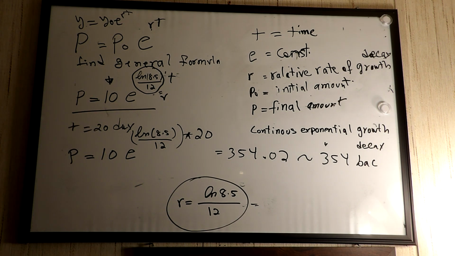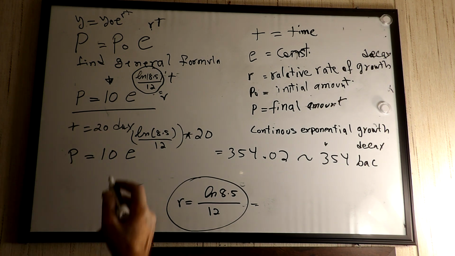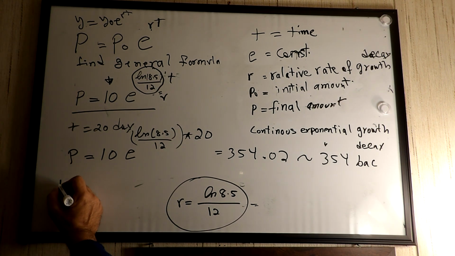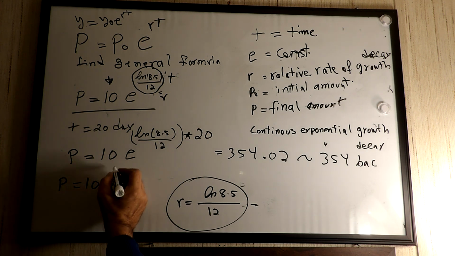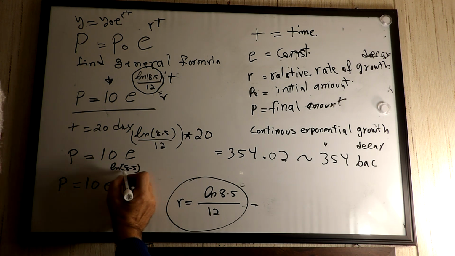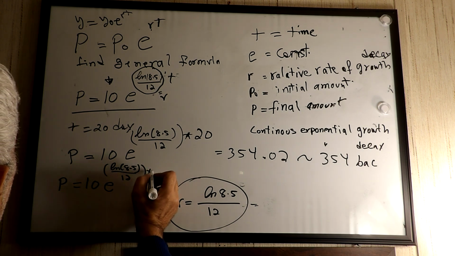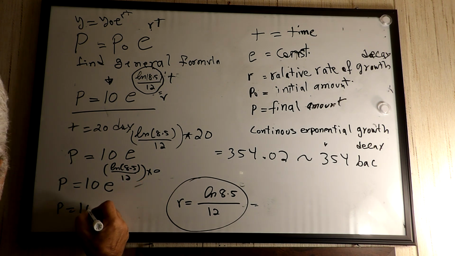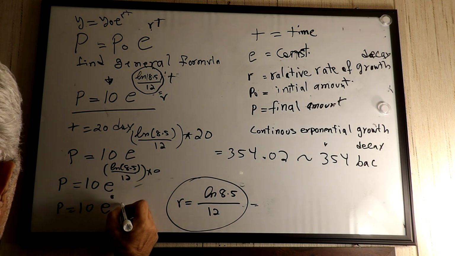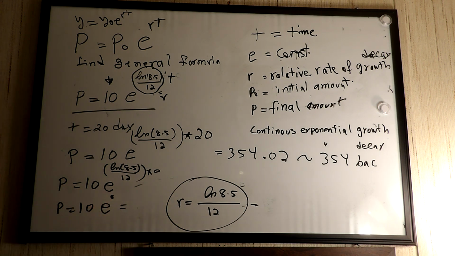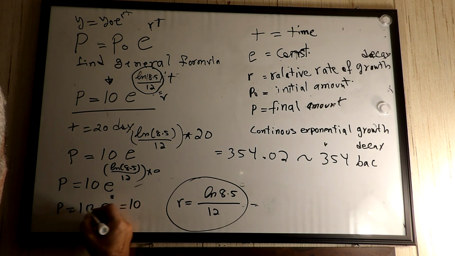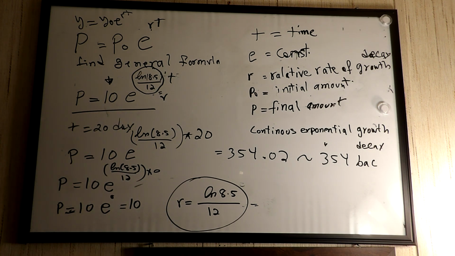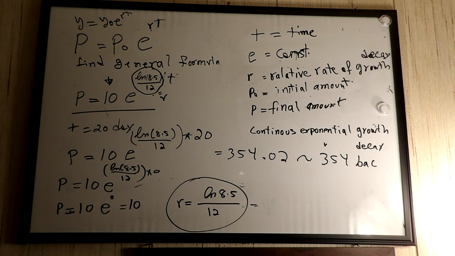And so you see that at the time of 0, for example, here we want to find P at the time of 0. What is that? E to the power of ln 8.5 divided by 12 times 0. This is 0, and then P is equal to 10 times e to the power of 0, and any number to the power of 0 is going to be 1. So it's going to be 10, as we get the initial amount. So this was the exponential growth.